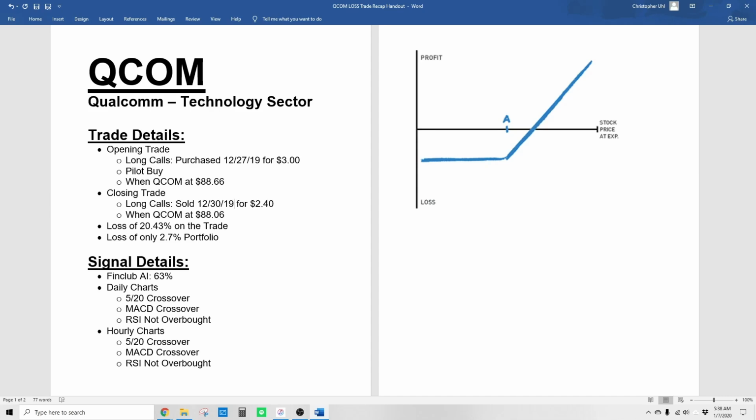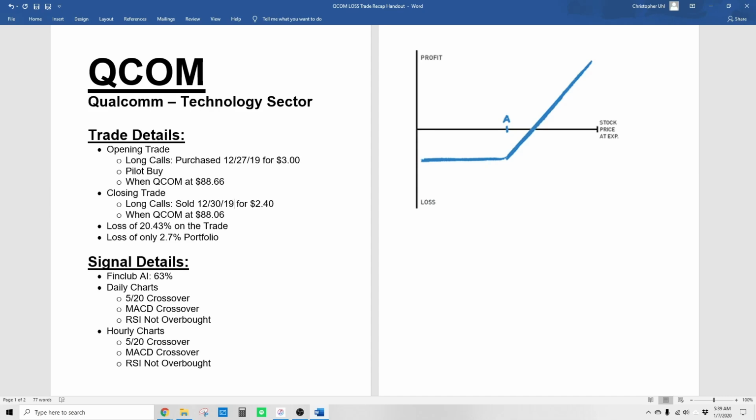That's when you need to get out. So anyway, on this one, we had our pilot buy. We bought it for $3, and we closed it for $2.40, which kind of sucks, right? The stock moved down 60 cents, and our option moved down 60 cents. Look at that. And because of that, that was just time for me to get out, right?